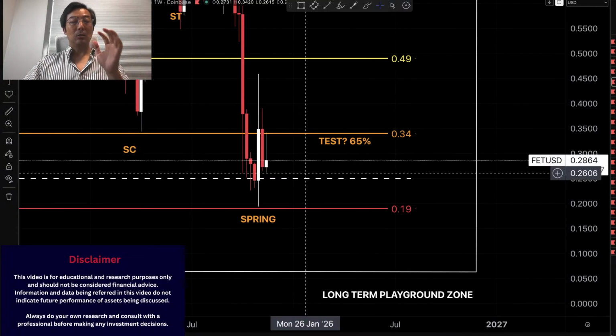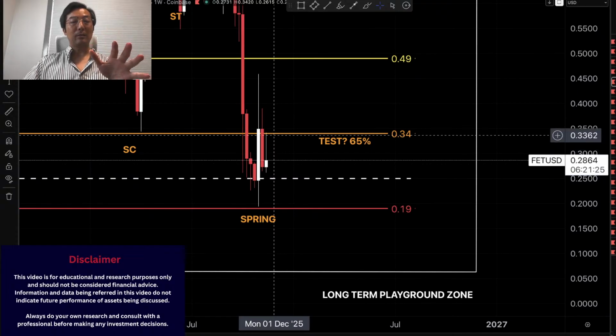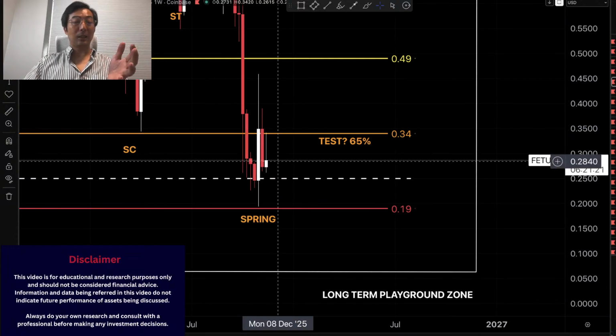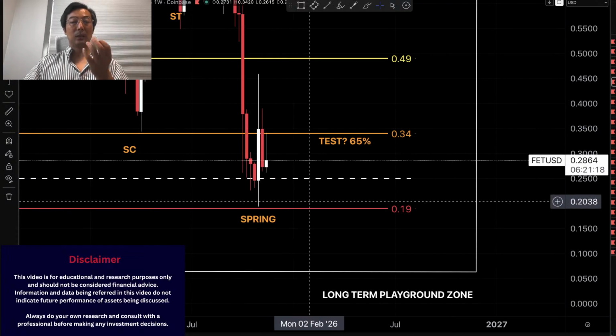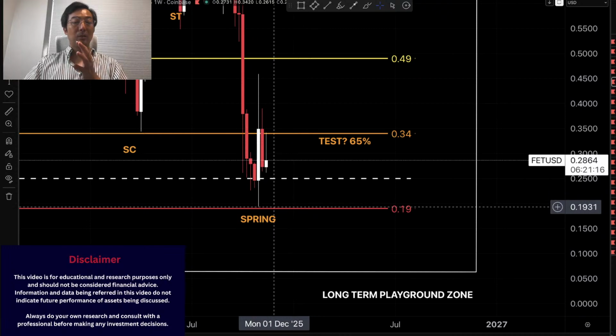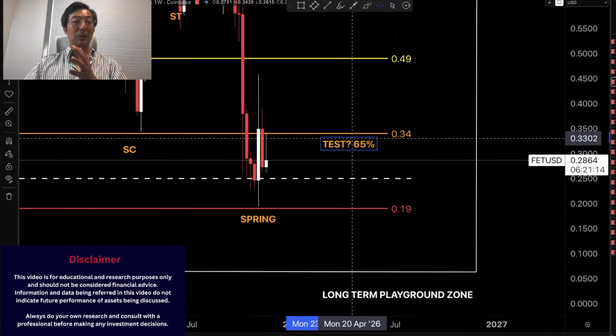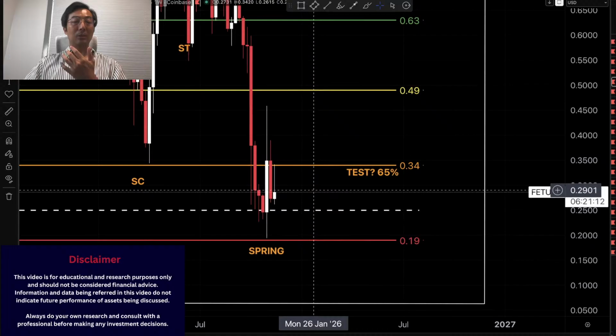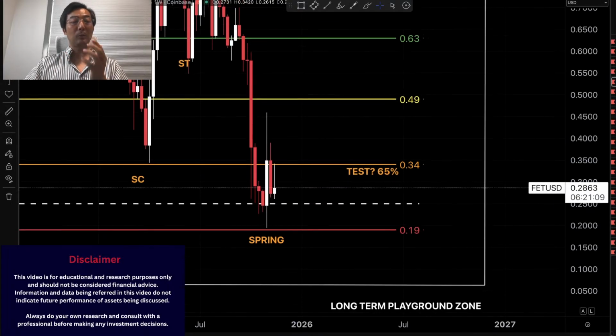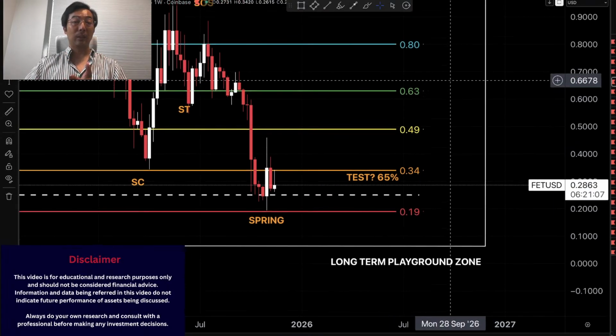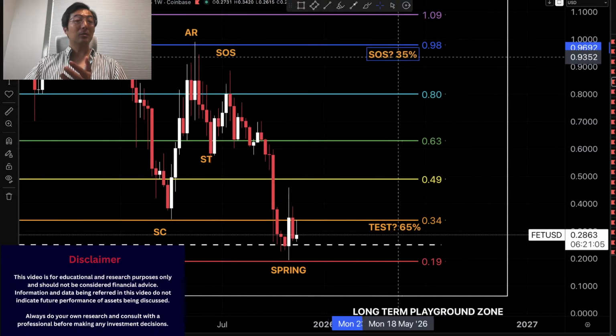So this week it tested that level again, just to get rejected and go back to the 28 cents level. So this test may not be over yet. Like I said, it may still continue. So in the weekly chart, we may have to wait a little longer. All right, let's get to the daily.